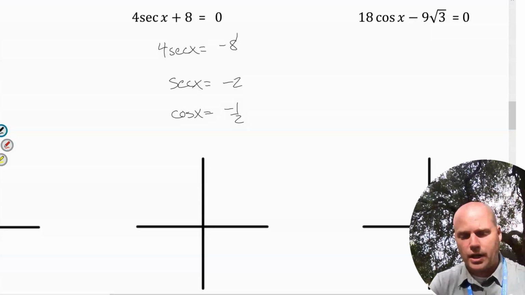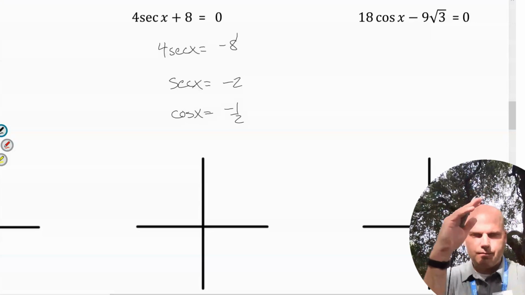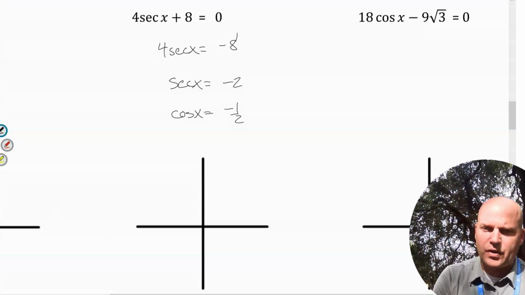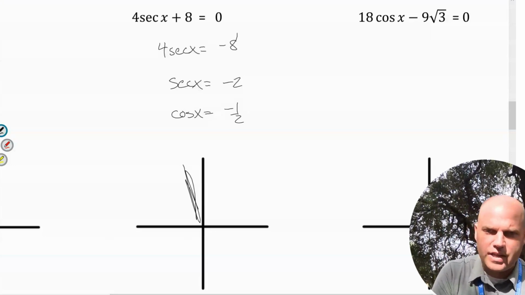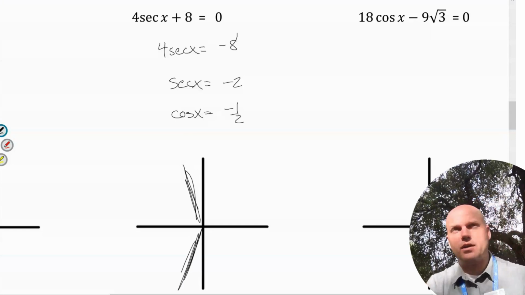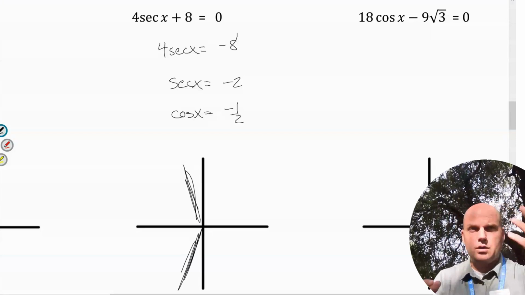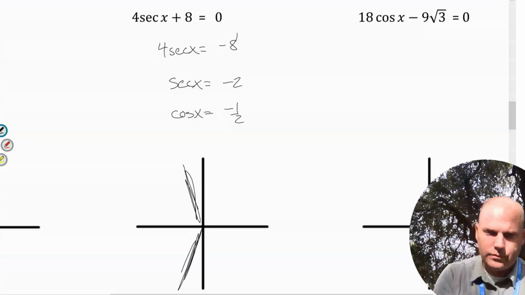I'm going to show you how you can do it. Adjacent is a half, so that's the 30, 60, 90 triangle. Okay, pi over 3. When cosine is negative, it's in the second and the third quadrant. 2 pi over 3, 4 pi over 3. There you go.